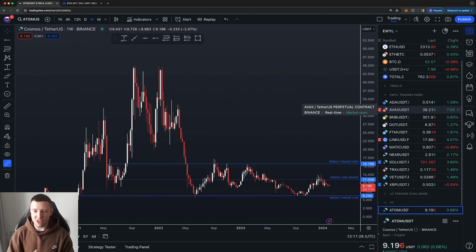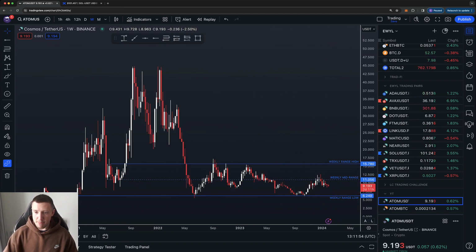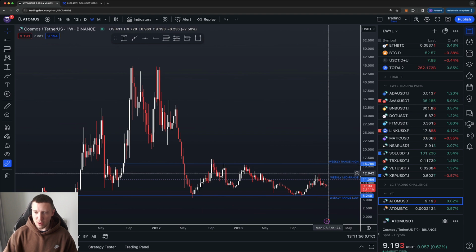So let's get straight into the charts. We last covered Atom back on the 20th of November, and to be honest, not much has really changed since that analysis. So same weekly range, as you can imagine. Weekly range high at $15.78, weekly range low at $6.24, mid-range coming in at $11.